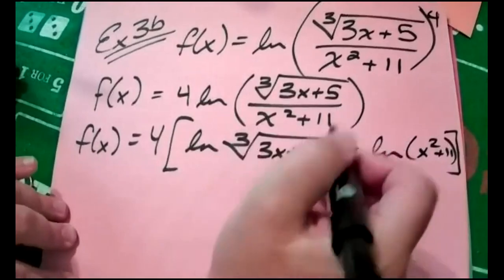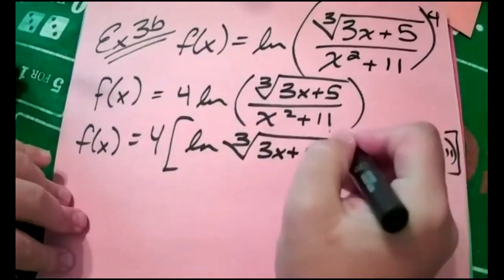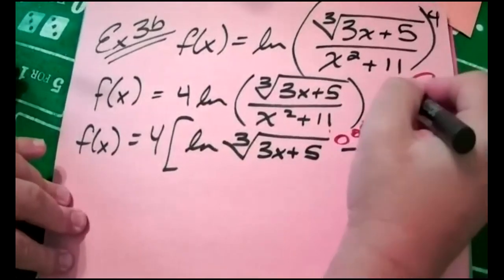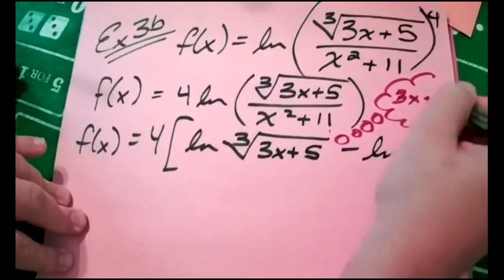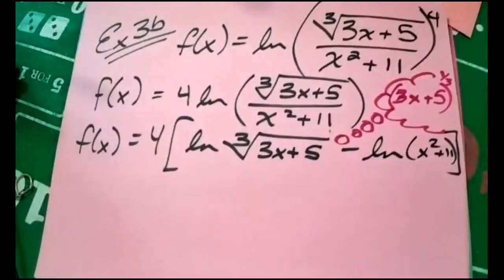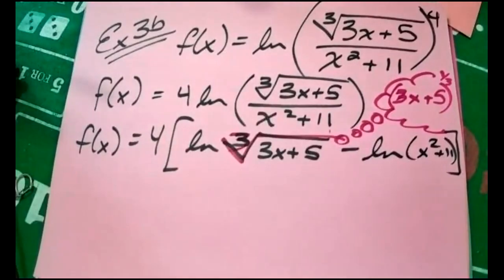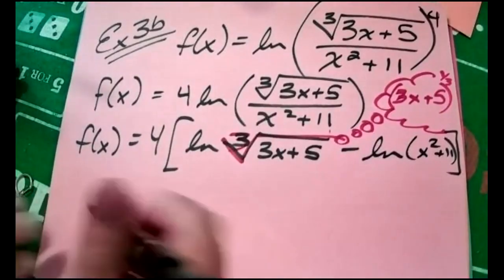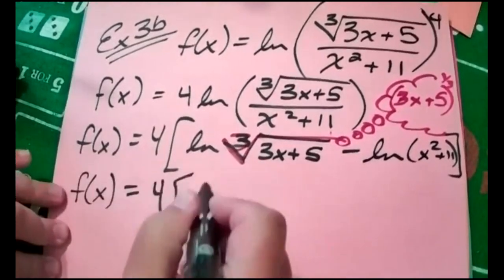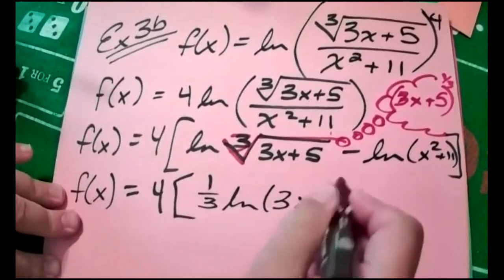Good. Now, remember, and I'll use a different color to illustrate this, that this is the same as 3x plus 5 to the 1/3, isn't it? That's what the cube root means. It means the power of 1/3. So because of that, once more, remember I haven't done the derivative yet, I'll write 4 times, and now this is going to be 1/3 times the natural log of 3x plus 5.